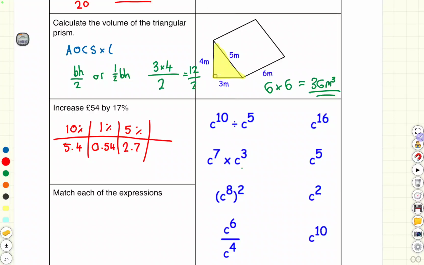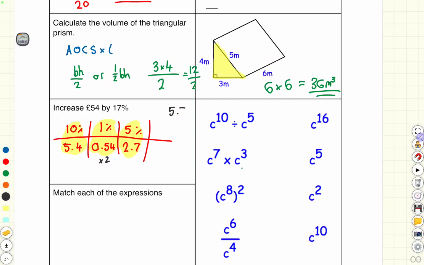So now, all I need to find my answer out is I need a 10%. So I need this. I need a 5%. That would get me 15%. I need a 1%. And I will need another 1%. So I need 2 lots of this. So let's just add all this together.